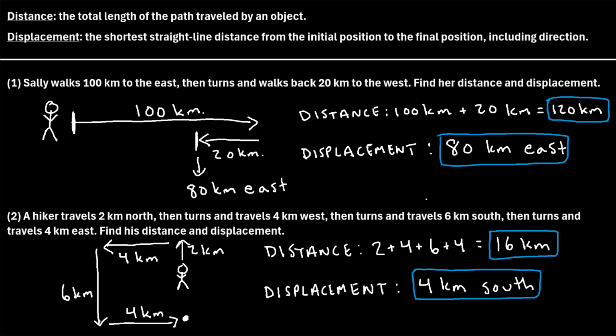So those were just two quick examples to illustrate the difference between distance and displacement. Just keep in mind, distance, that's the total length of the path traveled by an object, and displacement, that's just concerned with the distance between the initial position and the final position, and we also specify the direction of the displacement.